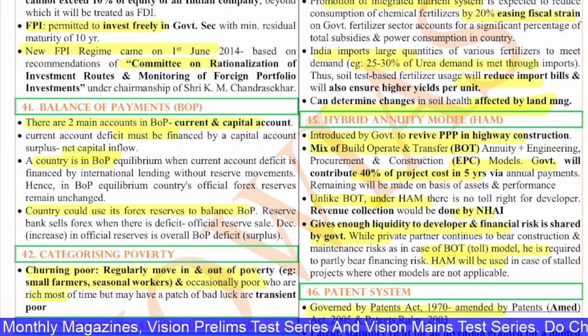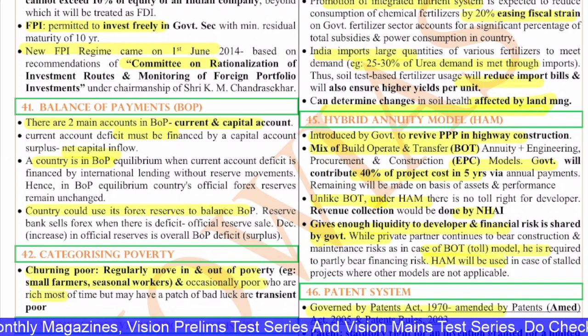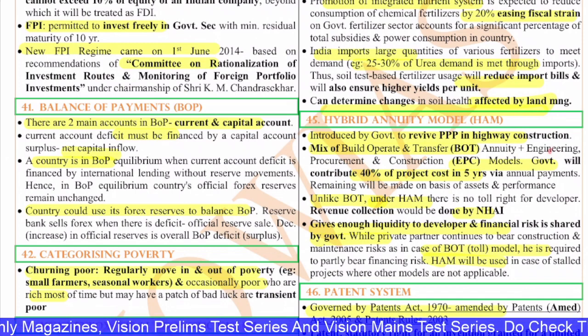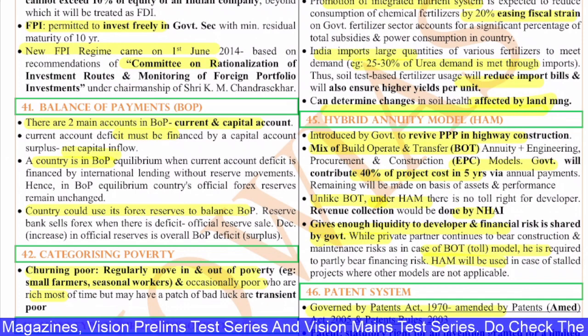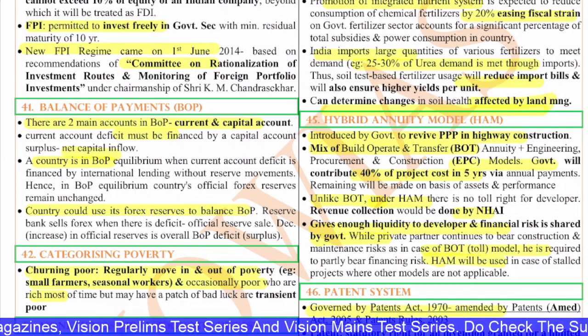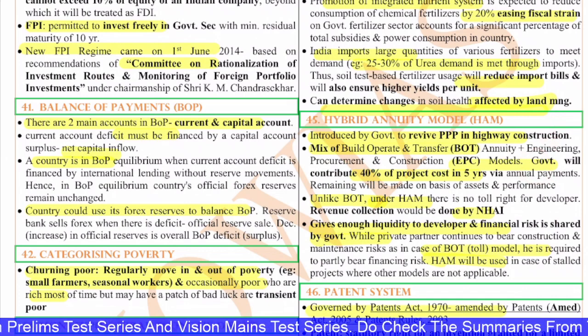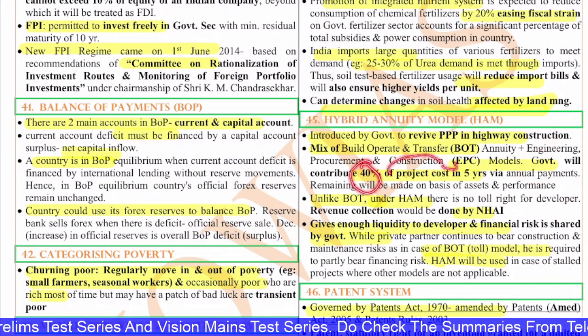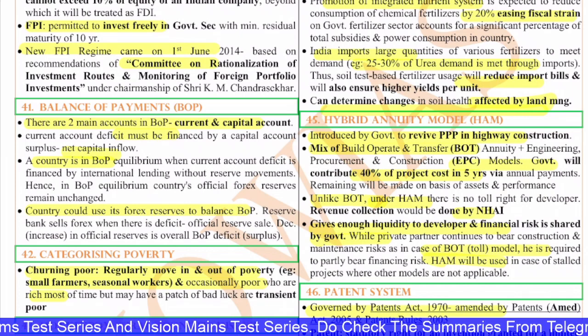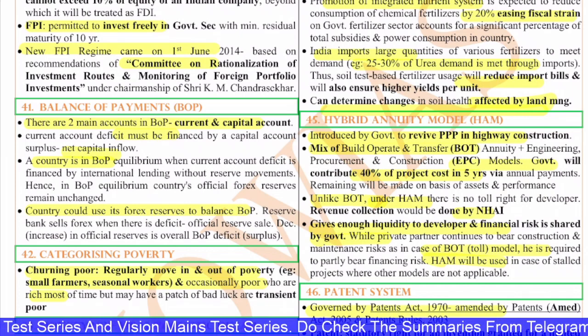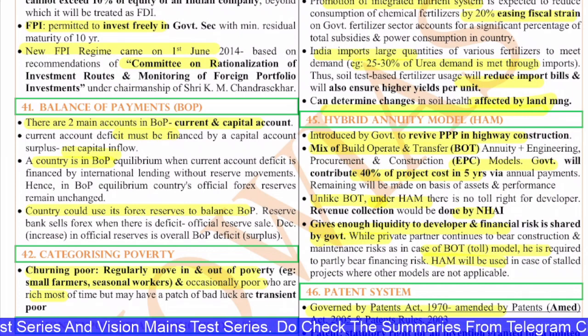So, the building, operating, and transferring will be done by the agency, and also the engineering, procurement, and construction will be done by them. But the only thing is, the money will be given by the government based on the work they are doing. Initially 40% will be given in the 5 years via annual payment. The rest of the money will be given based on the amount of construction that is done.